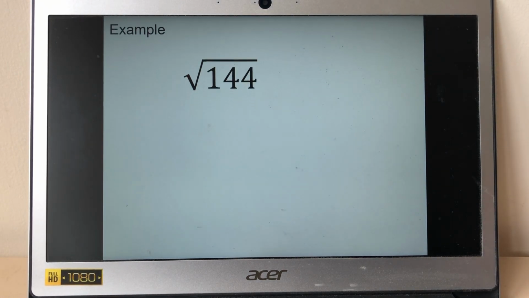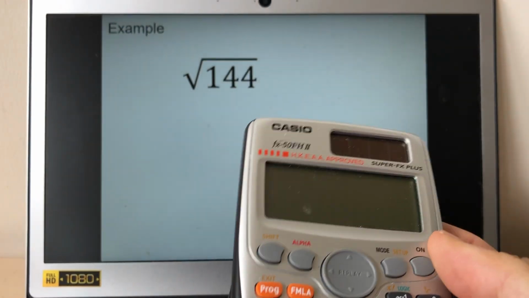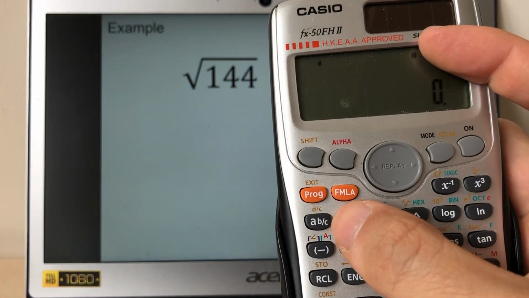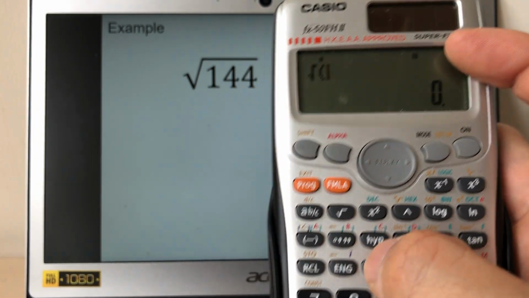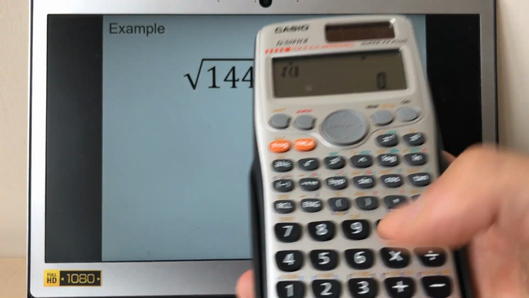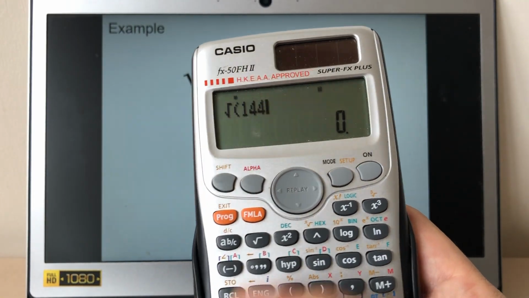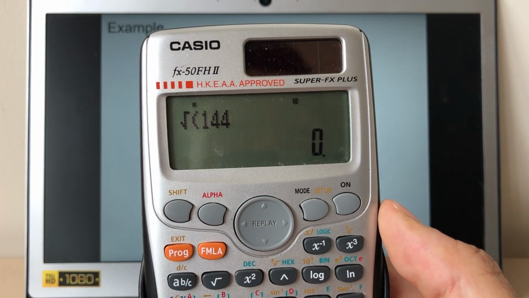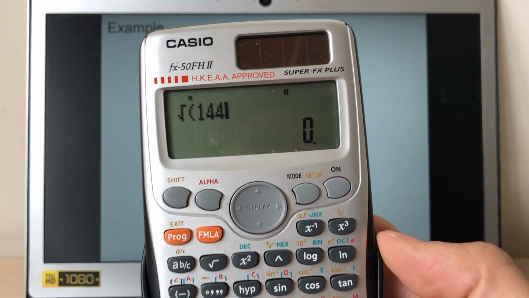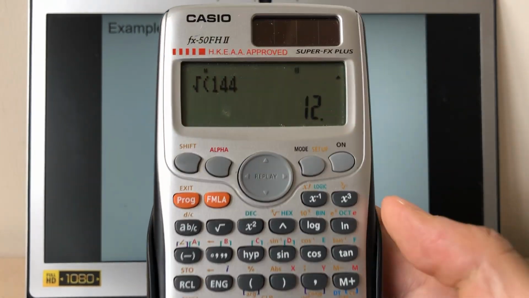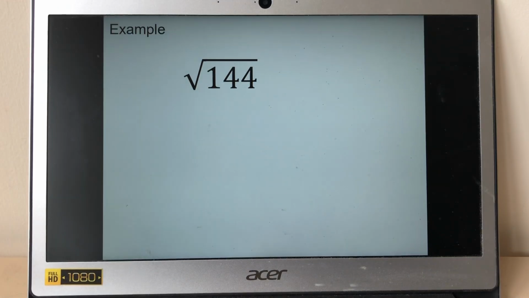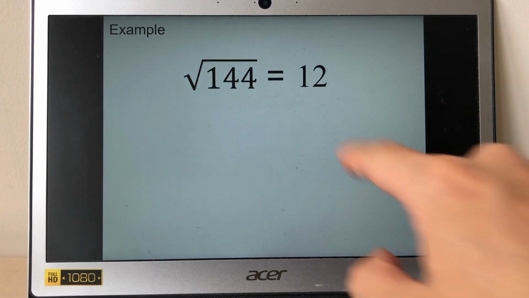For example, we can pronounce this as square root of 144. And what is square root of 144? You may use your calculator. First of all, hit the root button, and then 144. Okay? Square root of 144, and then you hit the execute. Then you will have the result is 12, which is very nice, an integer.